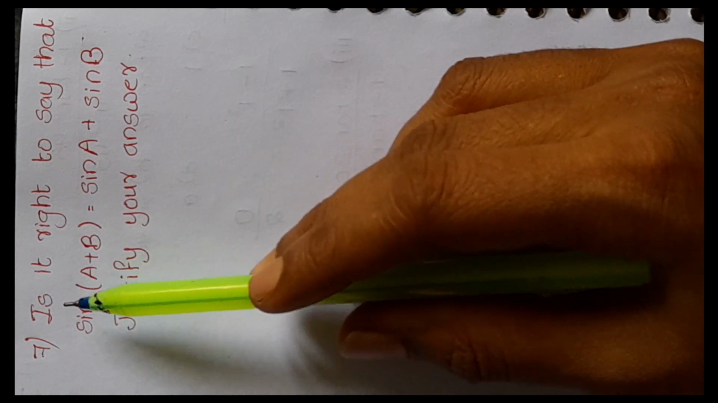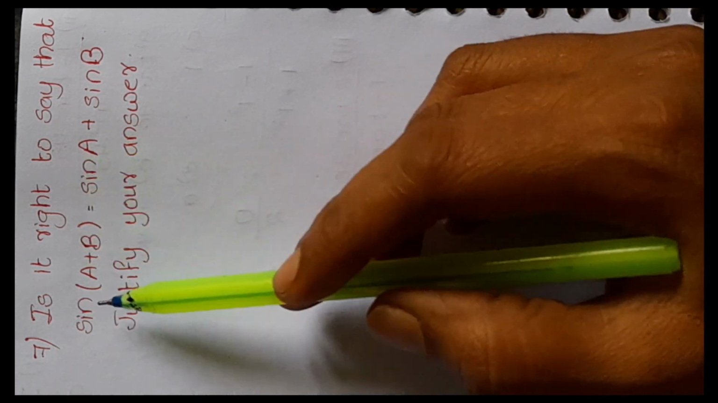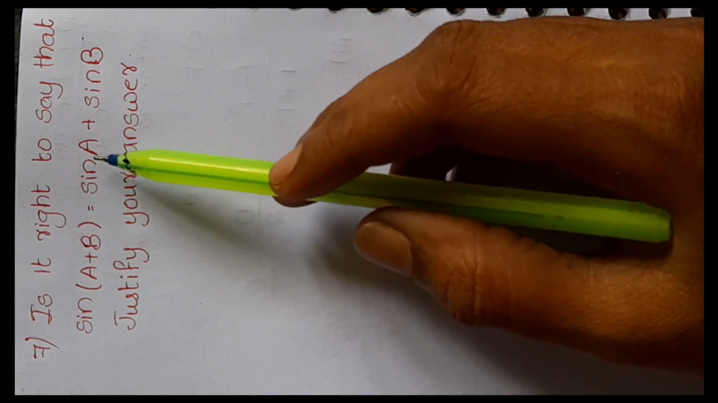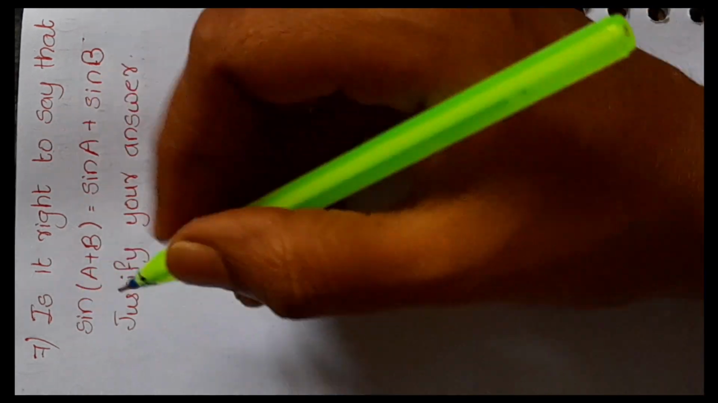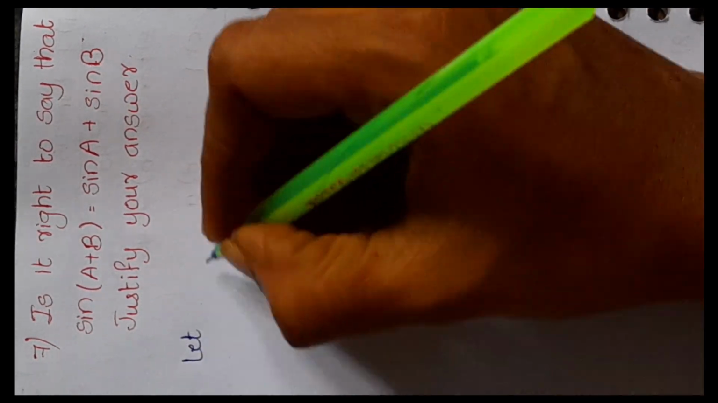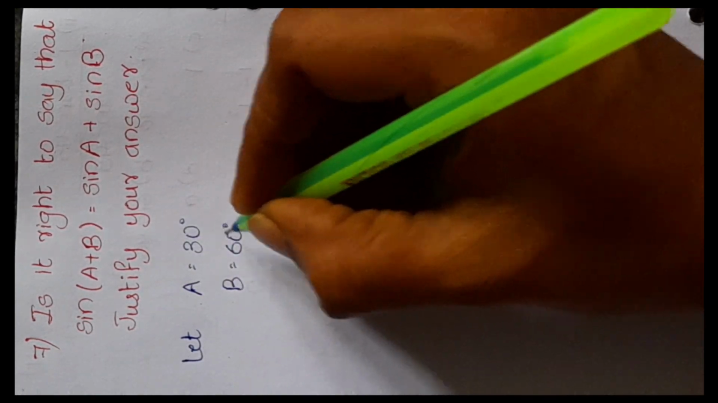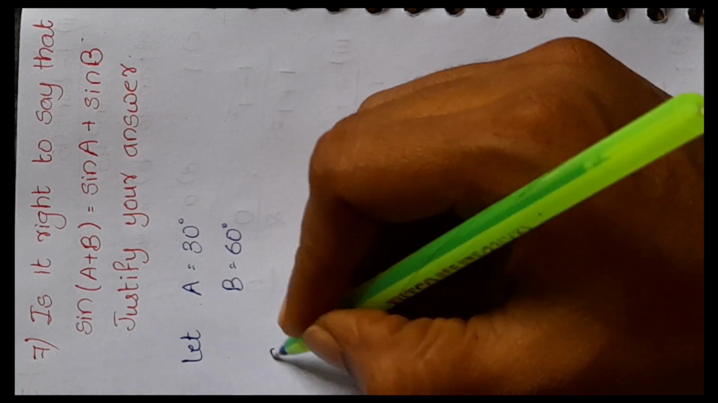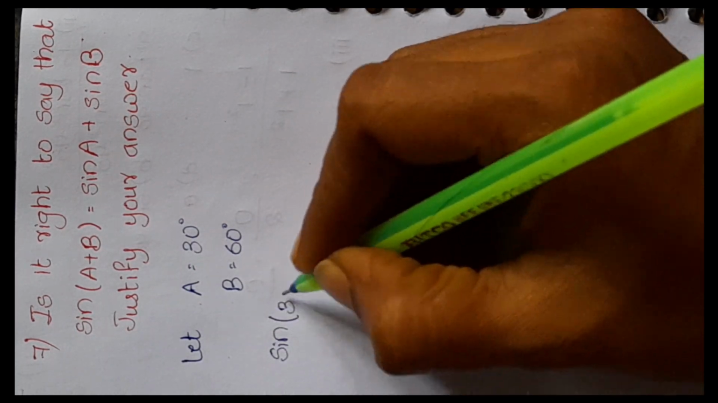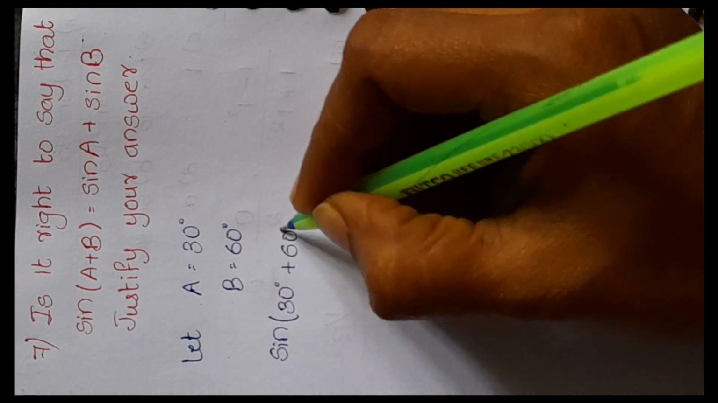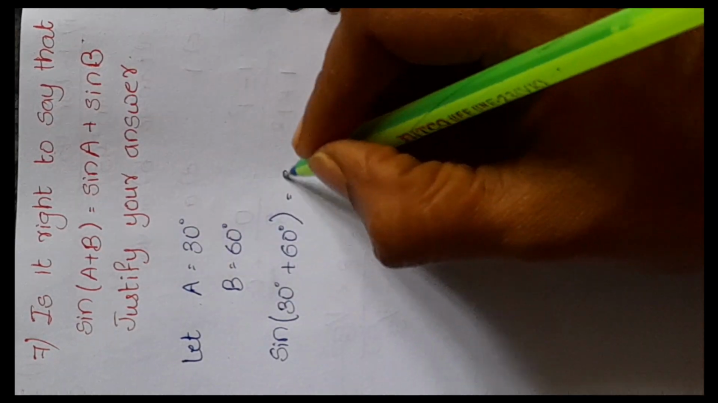Seventh question, that is the last question in this exercise. Is it right to say that sin A plus B is equal to sin A plus sin B? Justify your answer. Now let's take A is equal to 30 degrees and B is equal to 60 degrees. Substitute these values in this. Sin A plus B is sin 30 degrees plus 60 degrees, is it equal to sin A plus sin B?